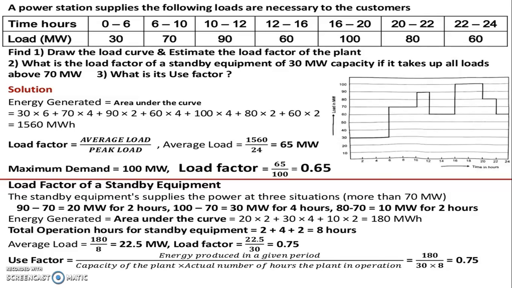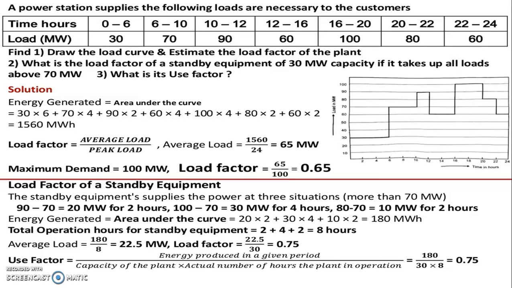Total operation hours for the standby equipment is equal to 2 plus 4 plus 2, so totally 8 hours. So average load is equal to 180 divided by 8. So the answer will be 22.5 megawatt. So load factor will be 0.75.